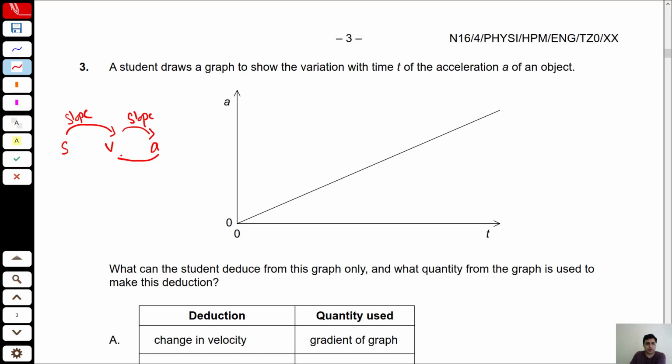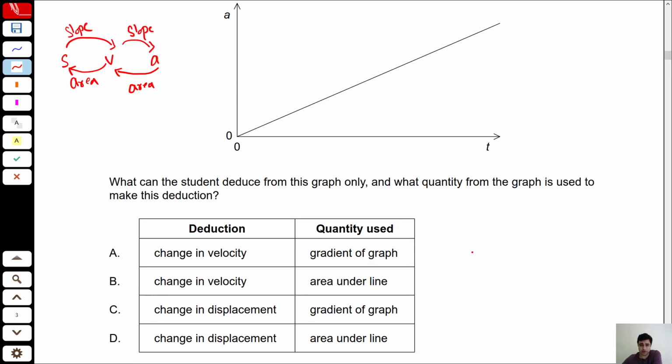Now, to go in the reverse direction, if I give you a graph of acceleration versus time and you need to find velocity, you just need to find the area under the graph. This is how you change between these three graphs. Right now we have a graph of acceleration versus time. What can the student deduce from this graph only? And what quantity from the graph is used to make the deduction?